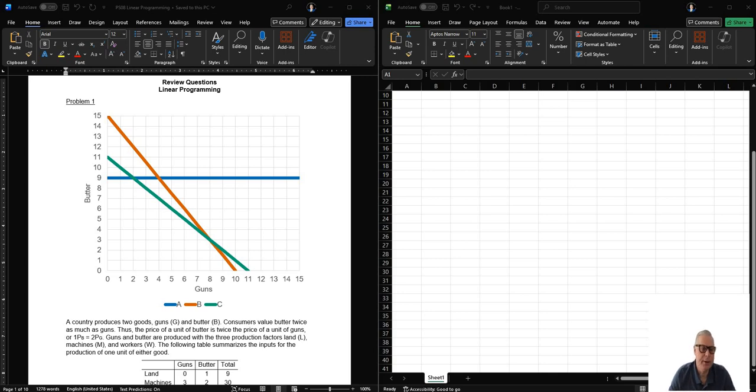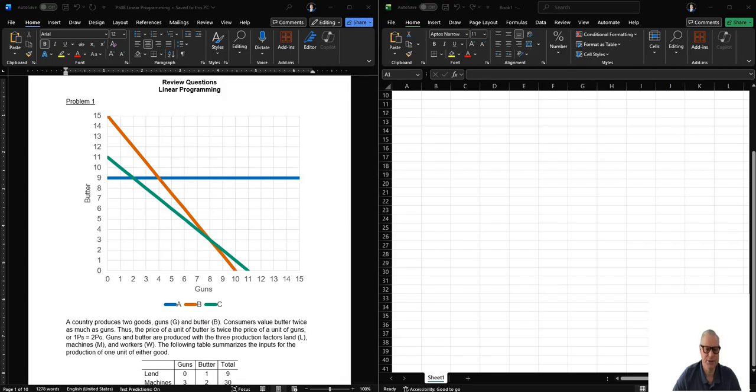Okay, let's review linear programming by doing some problem sets. And here in the first problem set, you already see three constraints, and the resources that are constrained are used in order to produce guns and butter. So that's the classical example from economics for the production possibility frontier. And so a country can produce two goods, guns and butter, and consumers value butter twice as much as guns.